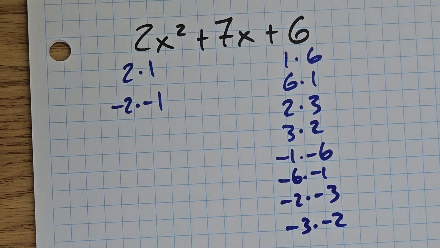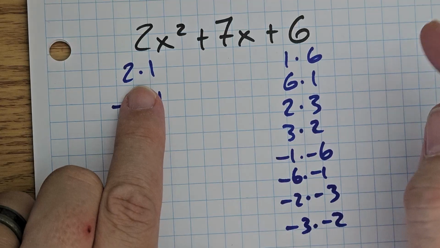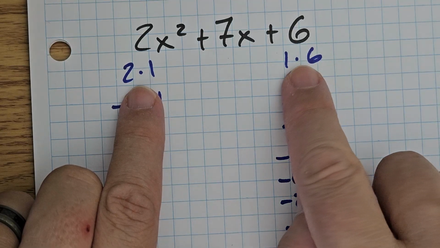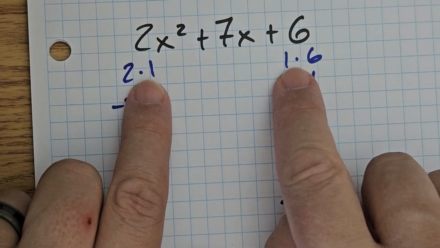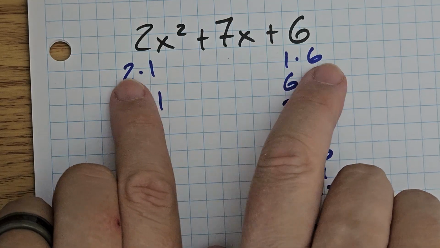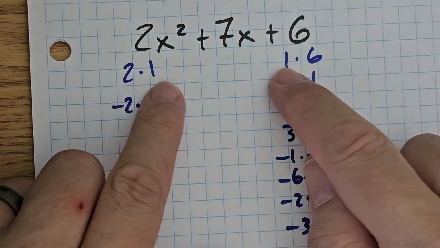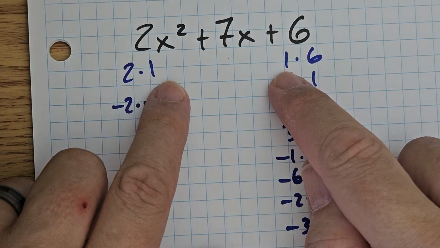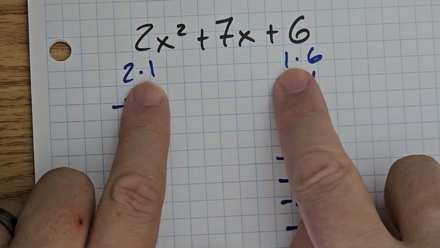And now I have to check every possible combination of one pair of numbers from over here and one pair of numbers over here. And I'm looking for the outside product and inside product to have a sum of b. The outside product is when I multiply the two numbers on the outside, and the inside product is when I multiply the two numbers on the inside. Did I say outside and inside? I think I said that right. Okay, so let's take a look.